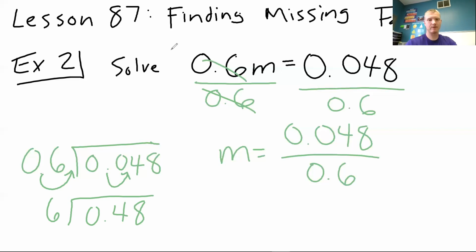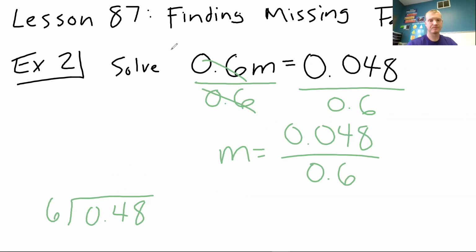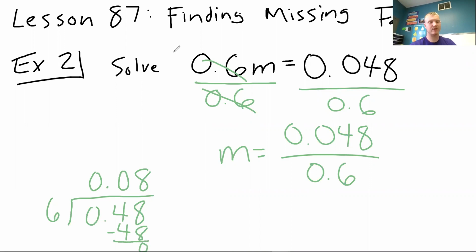Okay, little review there. I'm going to get rid of that so I have a little bit of room. Okay, 6 divided by 0.48. So first off, I'm going to add my 0 here in my decimal place. And then I'm going to say, how many times does 6 go into 4? It does not. I'm going to add a 0 right there. How many times does 6 go into 48? It goes into 48 8 times, and it goes in evenly. 6 times 8 equals 48. So I have a remainder of 0. So my m value is going to equal 0.08.